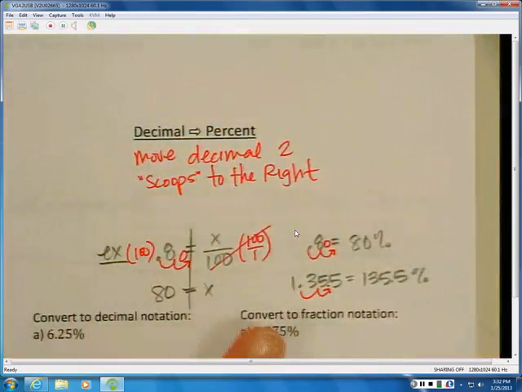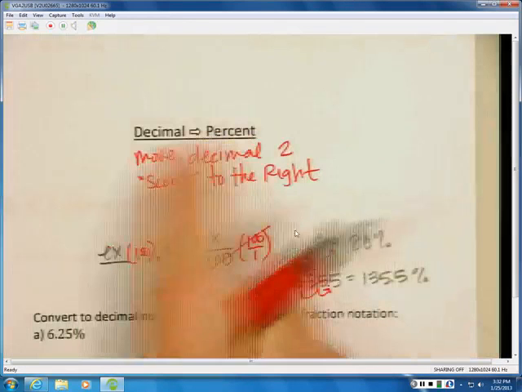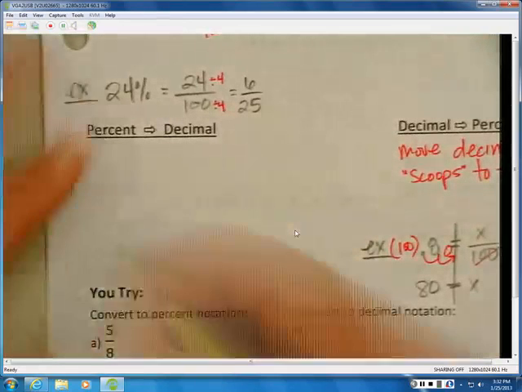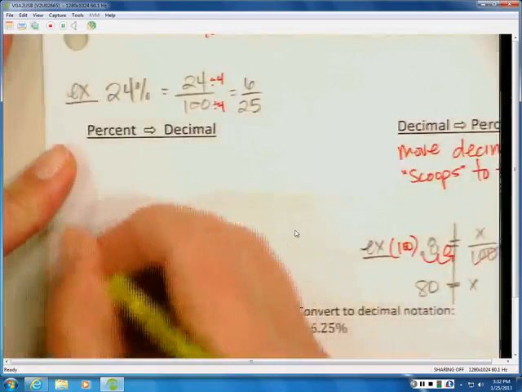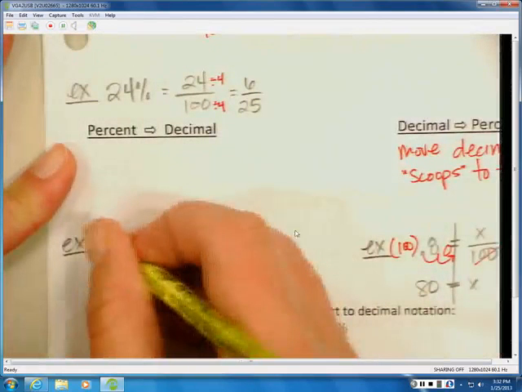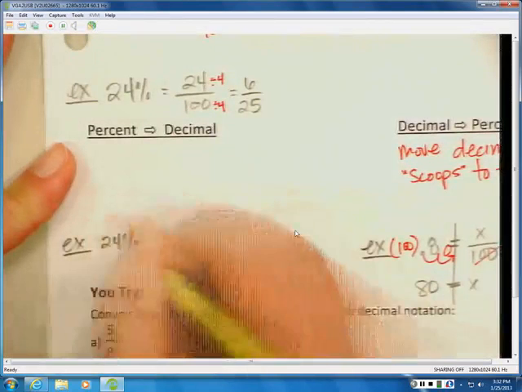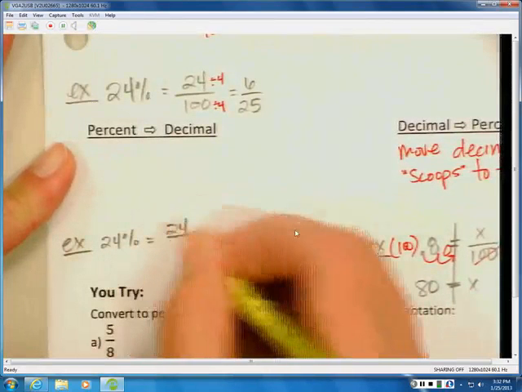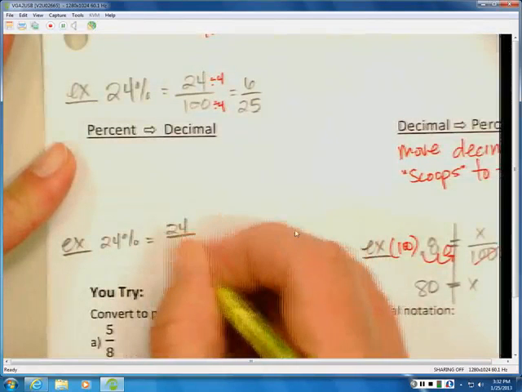Let's go the other direction then, converting a percent into a decimal. Again, we're going to start with the example, and then we're going to summarize our process. If I have 24%, I can write this as the fraction 24 divided by 100.